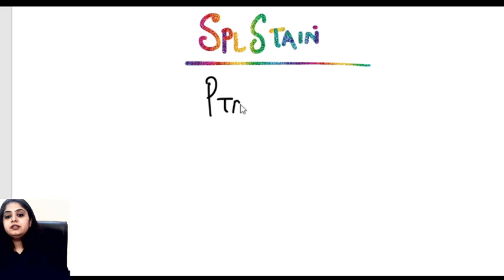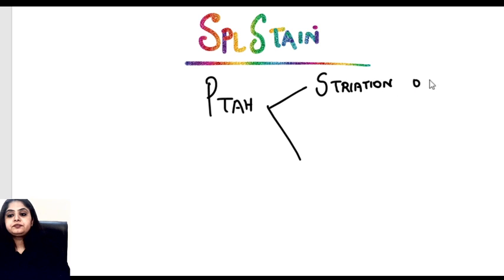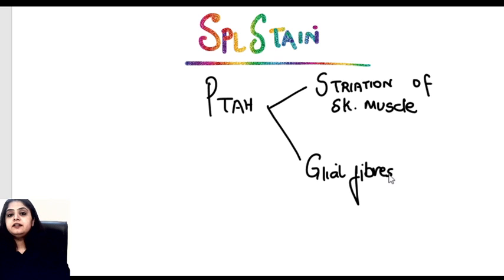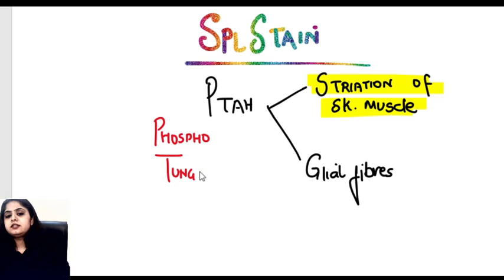And yes, please remember there's a stain which is known as PTAH. What is PTAH? There are two uses of this stain that you have to know. Number one, it helps you in seeing the striations of the skeletal muscles. That is the primary use of it, striation of the skeletal muscle. And second one, it is also now being used for highlighting the glial fibers, brain glial fibers. However, remember the primary use is for seeing the striations of the skeletal muscle. So what is PTAH? It is phosphotungstic acid hematoxylin. It's a type of hematoxylin.